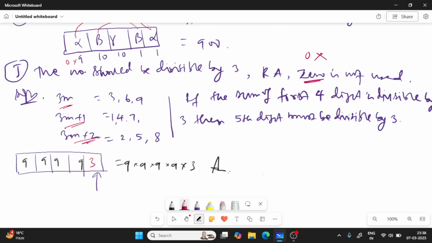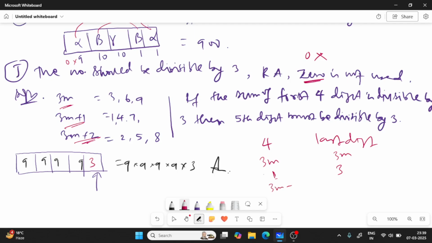Now you can see. So the first 4 digits and the last digit. If the sum of the first 4 digits is divisible by 3, that is 3m type, then the last digit is also 3m type. How many ways are there? The first 4 digits sum will be 3m type. How many ways? One way. And the last digit of 3m type. How many ways? 3 ways.